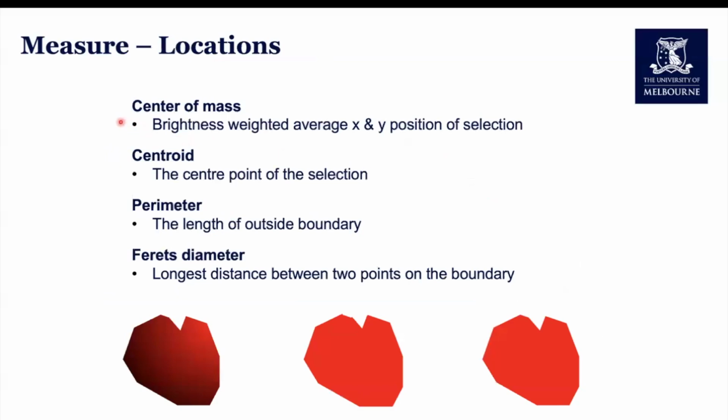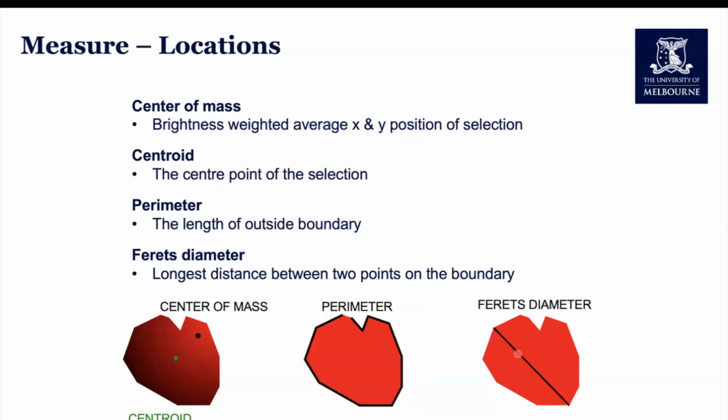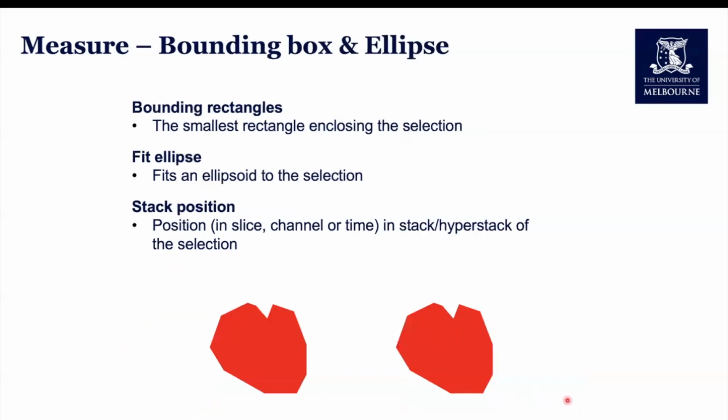We can also read out location. The first thing listed here is the center of mass. That's a brightness weighted position. We can read out the center point of a selection. So there's the centroid. This is the example of the center of mass. Because more of the intensity is to the top right of the object, the center of mass is shifted to the top right. We can measure the perimeter, so the length of the boundary around the outside of an object. And we can also measure something called Feret's diameter, which is the longest distance between 2 points on the boundary of an object.